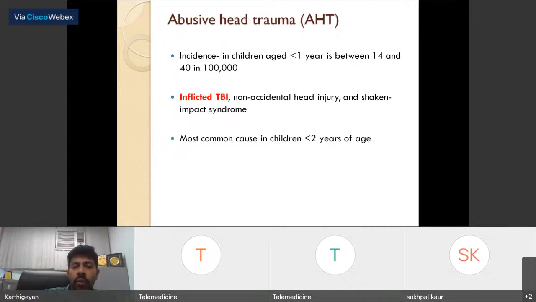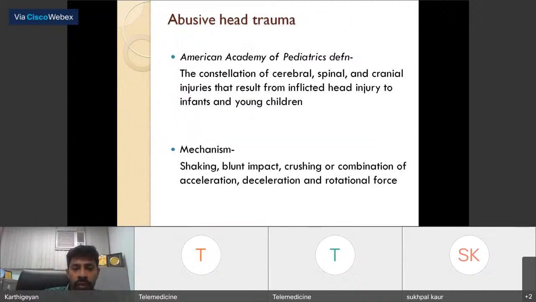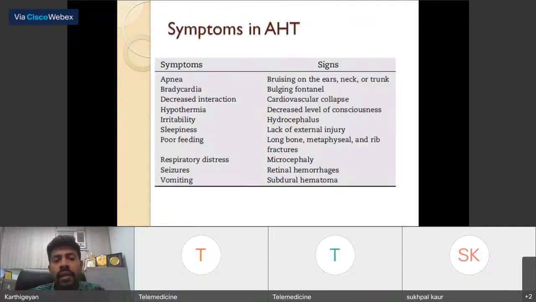This is commonly seen in children less than 2 years of age. There are specific definitions by the American Academy of Pediatrics, which defines this condition as a constellation of cerebral, spinal, and renal injuries that result from inflicted head injury to infants and young children. These are quite recognized in Western countries, but probably under-recognized in our Indian scenario.